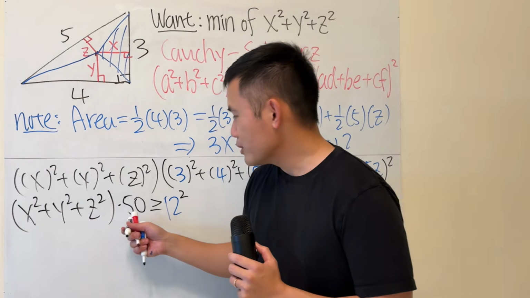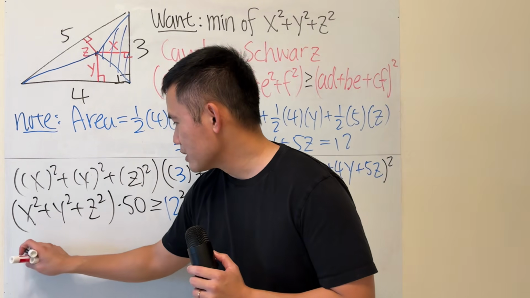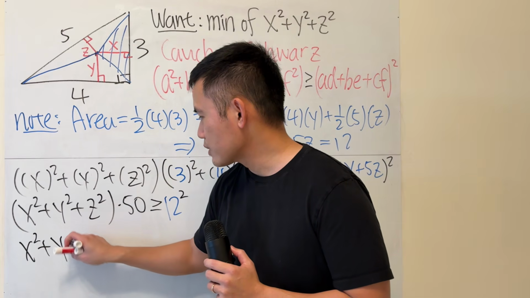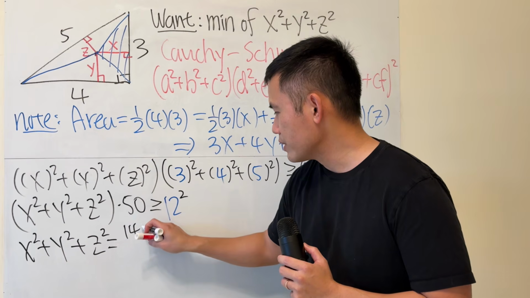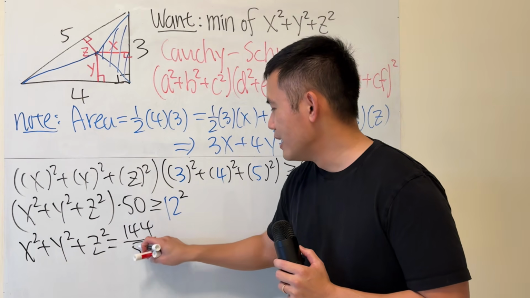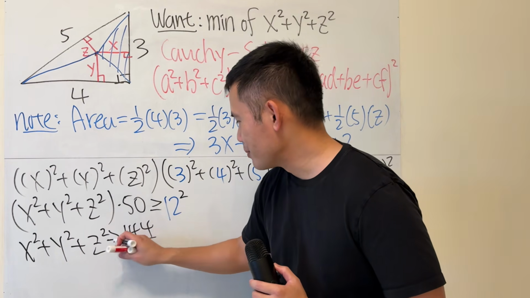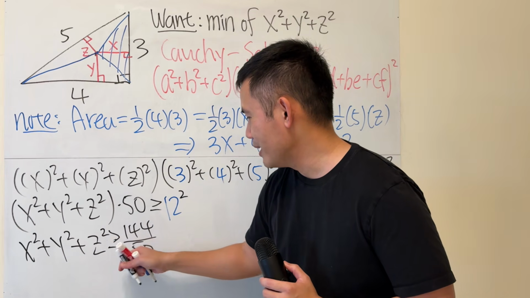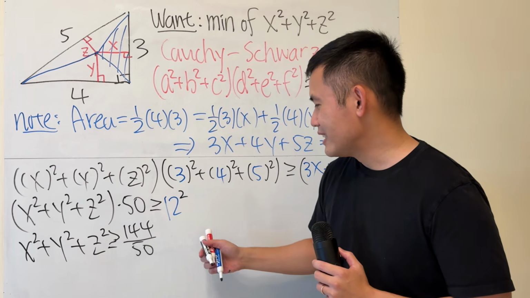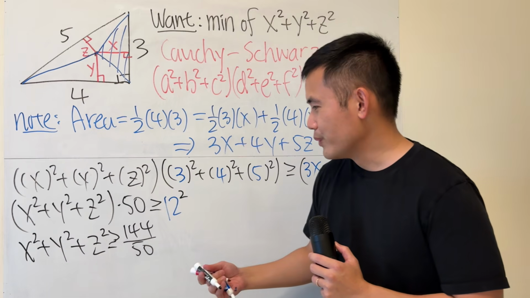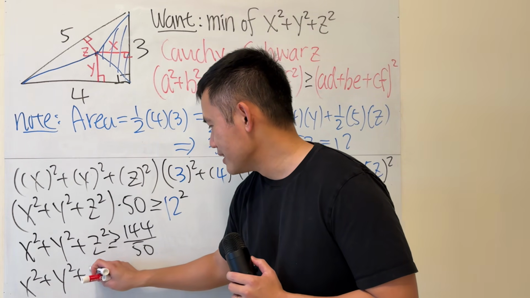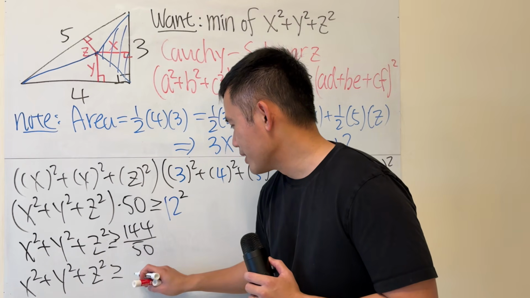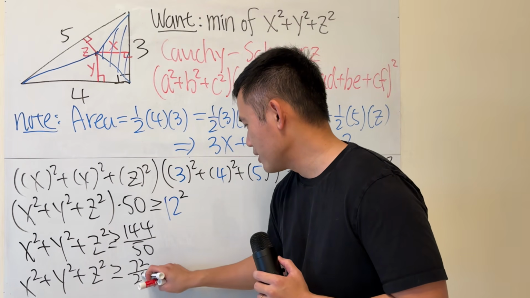Anyways, right here I'm just going to divide 50 to both sides, so we see x squared plus y squared plus z squared is equal to, that is 144 over 50. I know this right here should be greater than or equal to, I'm sorry. And then we can reduce that very nicely, which we will know that x squared plus y squared plus z squared greater than or equal to 72 over 25.